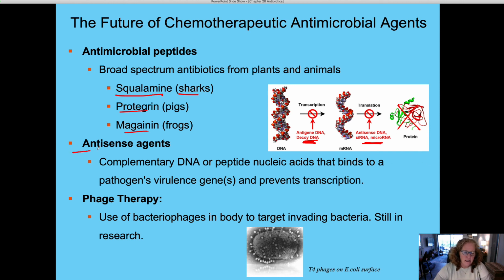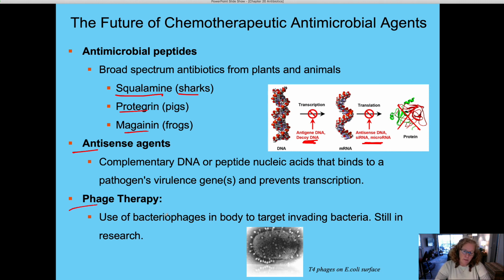Antisense agents have a lot of promise because they can be really, really specific to gene sequences. And that can be very helpful when it comes to not just bacteria, but also against viruses, protozoan infections, and fungal infections. The last is phage therapy.